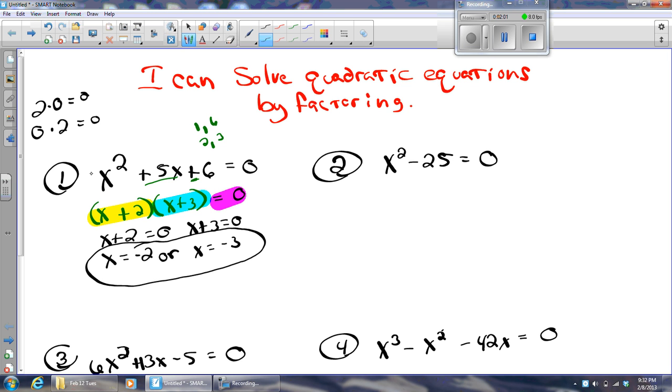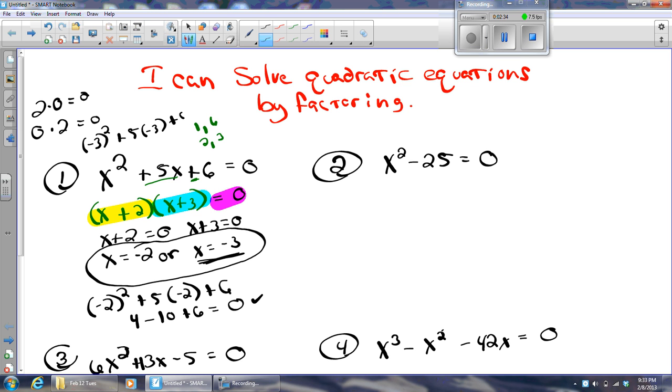What does that mean? If I put -2 in for x into this equation, -2 squared plus 5 times -2 plus 6, watch what I'm going to get. -2 squared is 4 minus 10 plus 6. Hey, that equals 0, doesn't it? The same thing is going to happen if I put -3 in for x. I'll get -3 squared plus 5 times -3 plus 6. Well, that's going to be 9 minus 15 plus 6. Yep, that equals 0.